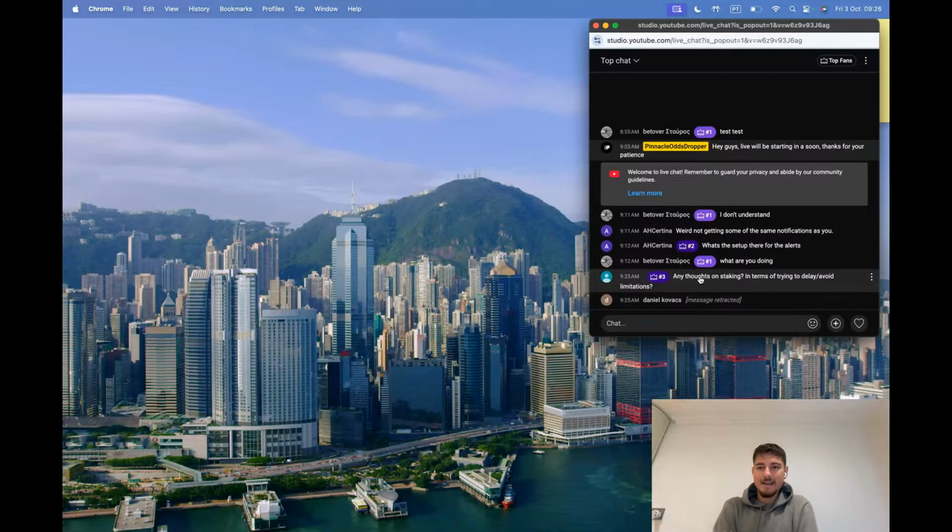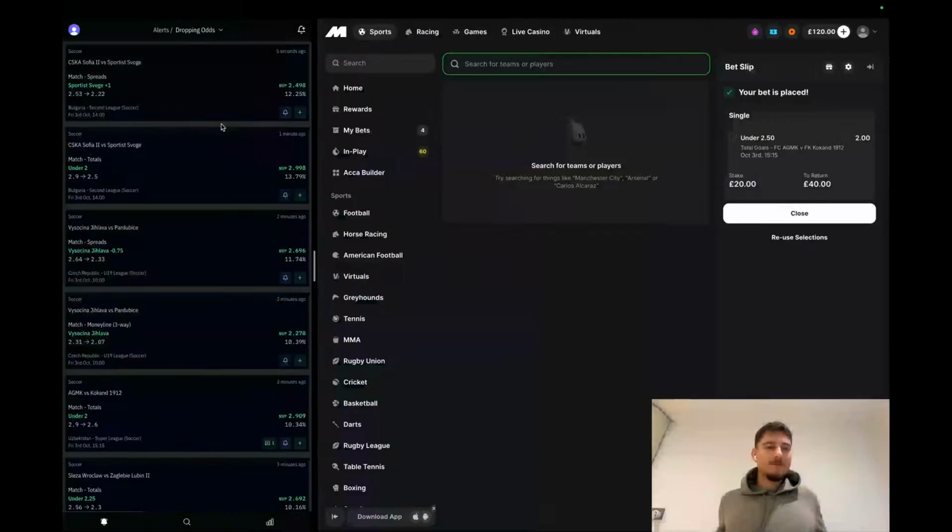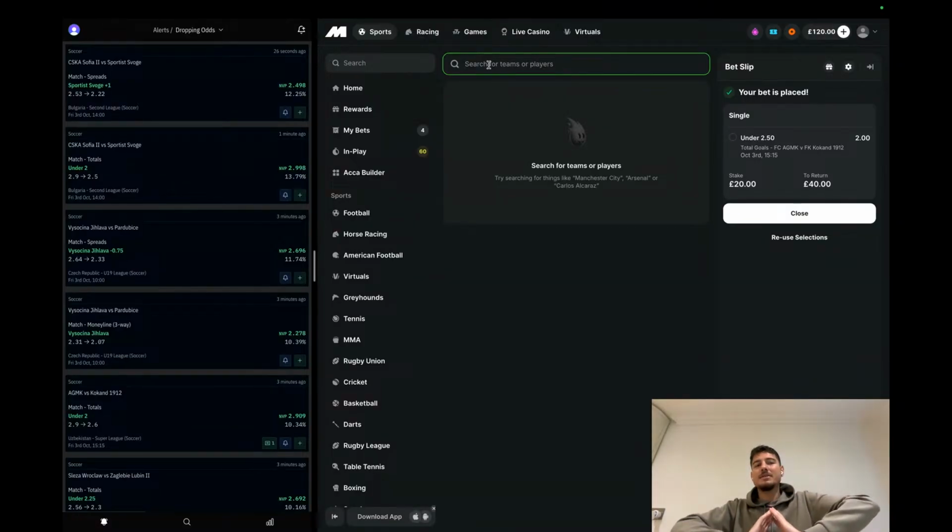Thoughts on staking in terms of trying to delay slash avoid limitations. So I was speaking to somebody yesterday, and they said what they noticed is whenever they stake above three digits, so like over 100 quid or dollars, whatever it is, that's when the limitations come quick. So potentially, if you're at that scale, think about splitting your stakes over multiple bookies. But other than that, definitely round up your stakes.